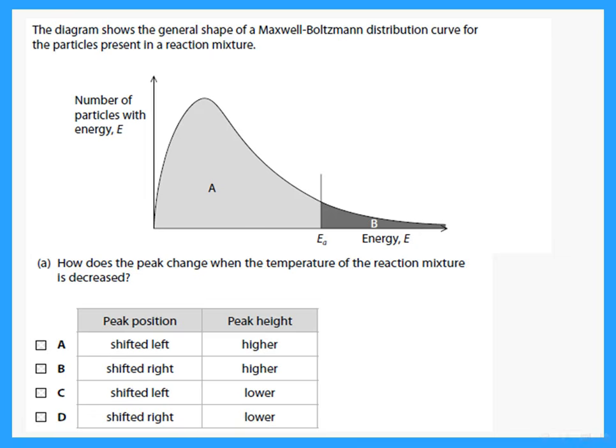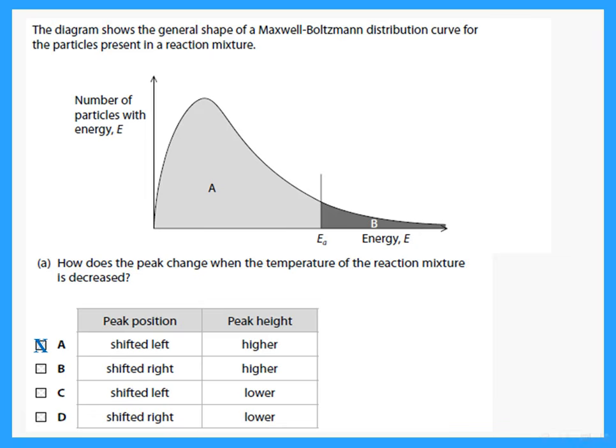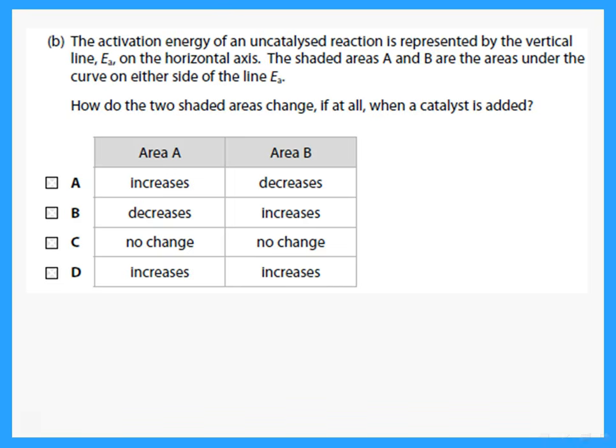Remember that if this is the higher one, then the lower one is shifted to the left and with a higher peak. The activation energy of an uncatalyzed reaction is represented by the vertical line Ea on the horizontal axis. The shaded areas are the areas under the curve. How do the two shaded areas change, if at all, when a catalyst is added? Remember which one is area A and which one is area B. Area A is the one before the energy of activation. Area B is the one after the energy of activation.